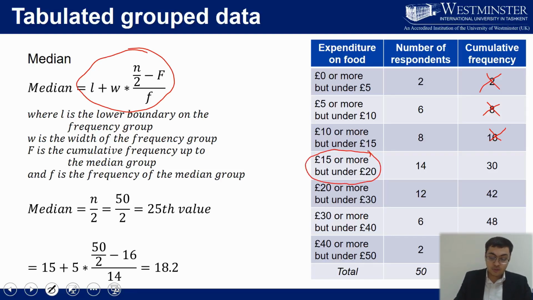within this group. Now notice that the median formula to figure out the value under a tabulated grouped data structure is different from the one that we used for raw and tabulated ungrouped data structures. The reason behind it is that this is continuous data.